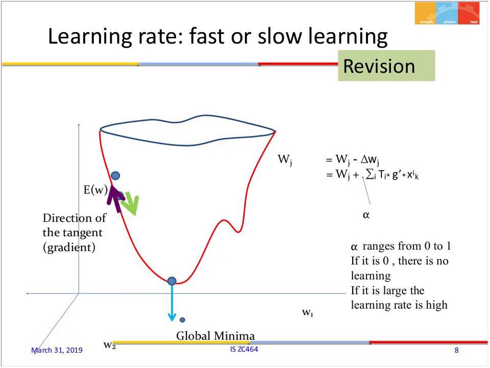So alpha ranges from 0 to 1, right? If it is 0, there is no learning. That means there is no change in W. The old W remains, the new W remains the same as the old W. So we need to have at least some learning so that something is added or subtracted from the old W so that we change our position in the weight space. From one W1, W2, we should move to a new position of W1, W2, and then correspondingly the error is computed.